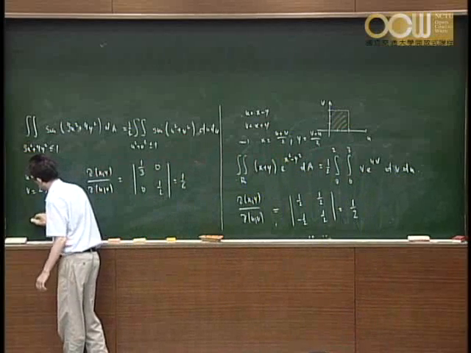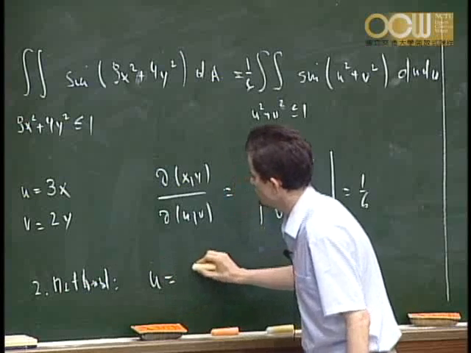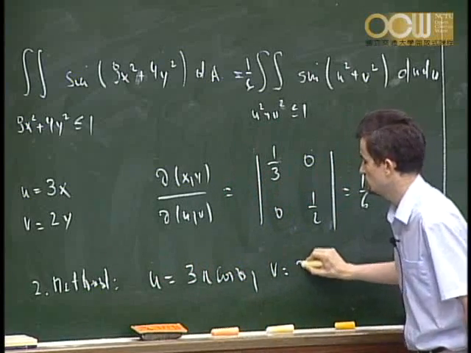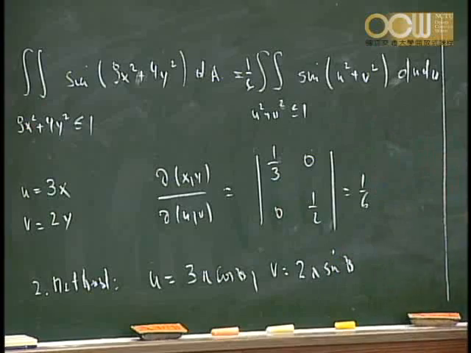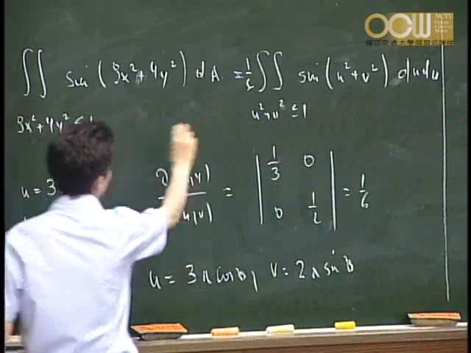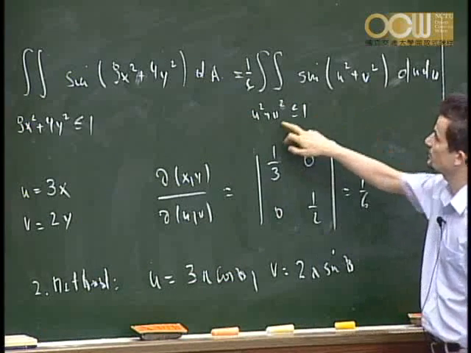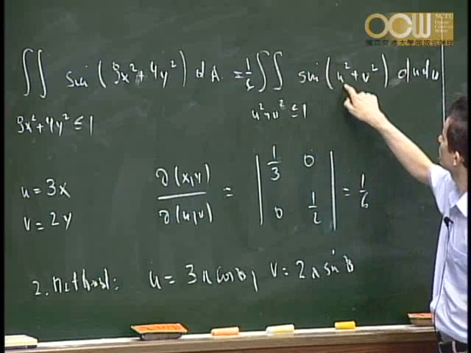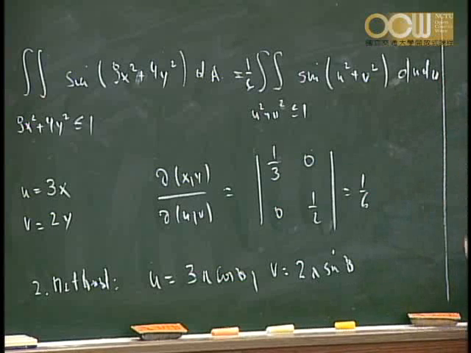Or at the beginning you already substitute. Another possibility would be the second method. You choose from the beginning u equal to 3 times r times the cosine of theta, and v equal to 2 times r times sine of theta. This would be another way. So you combine first replacing the ellipse by a circle and then going on with polar coordinates. And the integral becomes very easy with polar coordinates because you go over the circle. So r goes from 0 to 1, theta goes from 0 to 2 pi. You have here sine of r squared, and fortunately you have another r, and then dr d theta, and this is easy to compute.